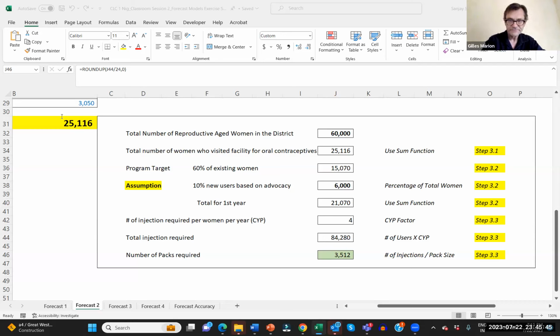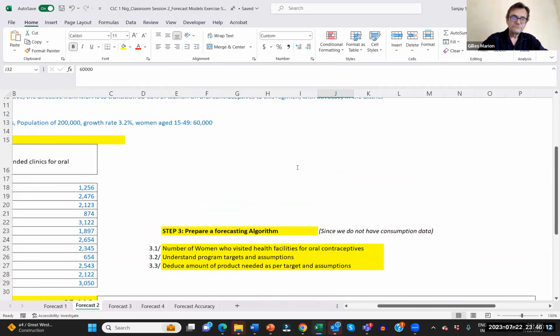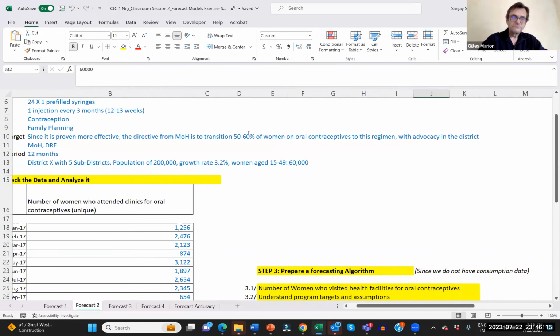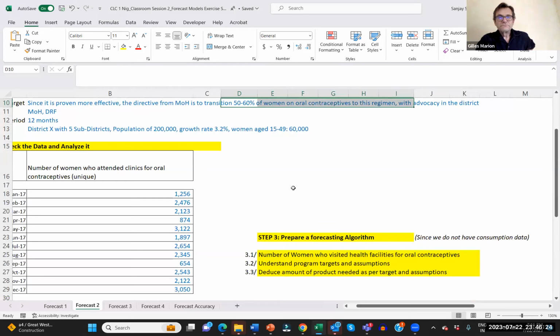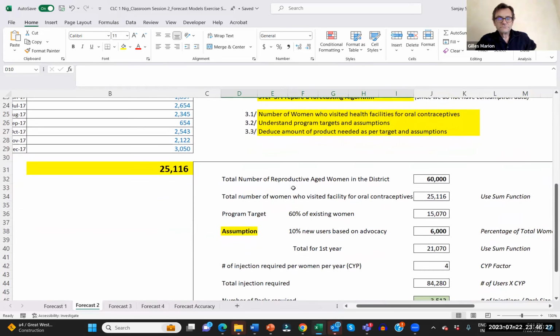The program target is 60% of existing women in the community, in the district. And the existing women in the district is 60,000. So this target is to get 60% of that 60,000 moved to the injectables, not 60% of all those who are already on the injectables. The calculation you did is with 60% of those who have already moved. But the target is to get 60% of the women in the district.